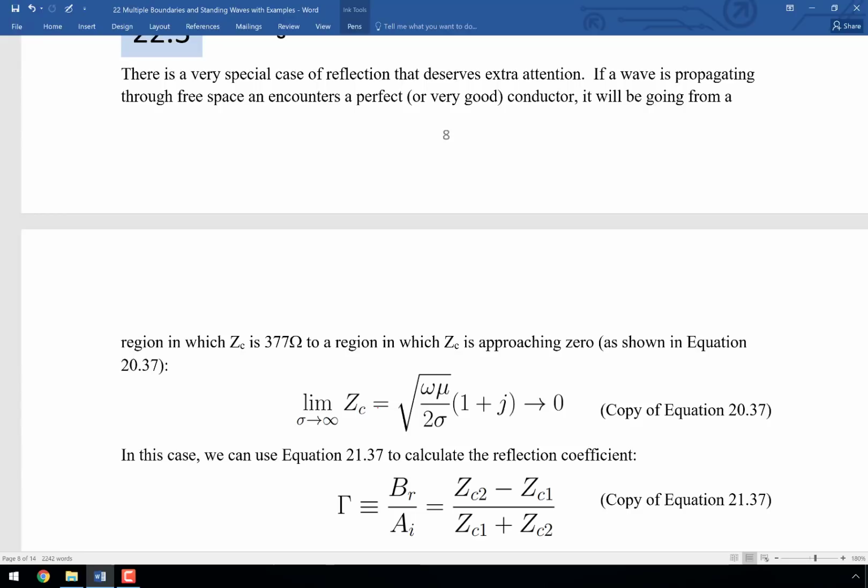I don't know if you remember this, you may not, but way back in chapter 20, 2 chapters ago, we saw that the limit of Z sub C, the characteristic impedance, as sigma goes to infinity, so this would be a very good or a perfect conductor, is going to approach 0.